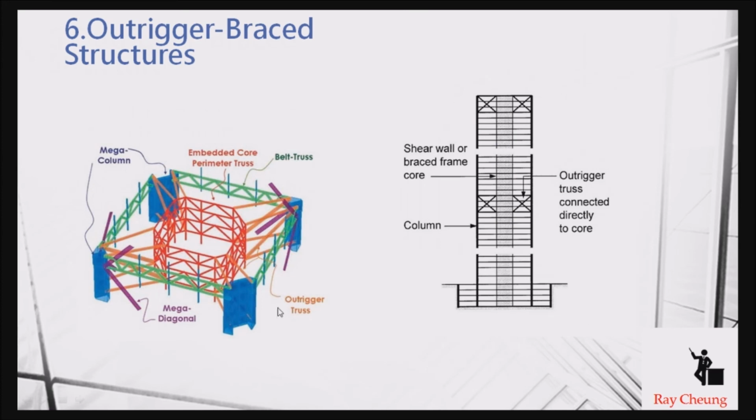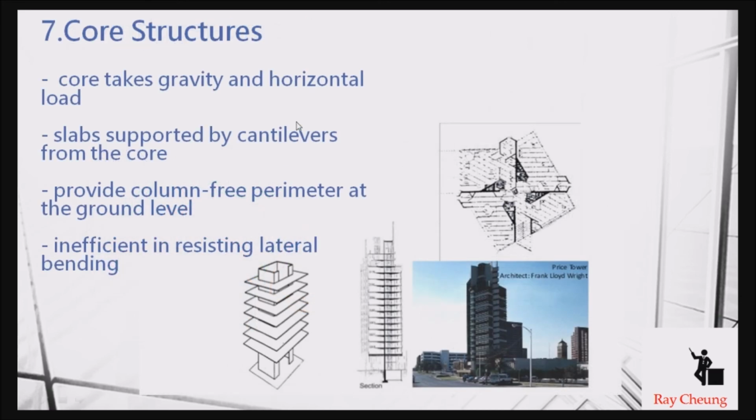And then this is a very common form. They will combine all the core wall or the columns by the steel frame, and also they have a belt truss to connect all the columns together. That means you can imagine this is one piece of structure. And the last one is a core structure.